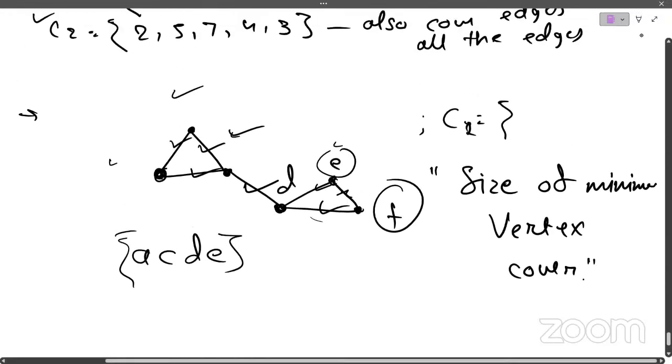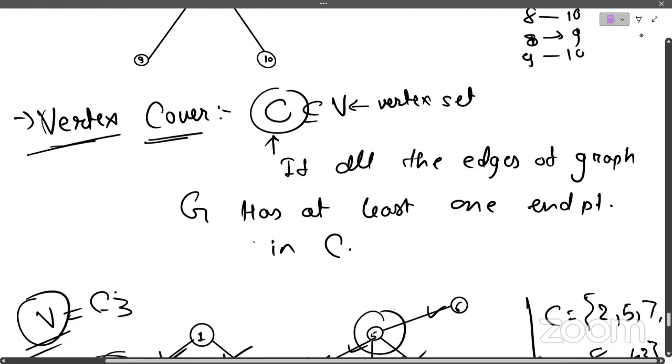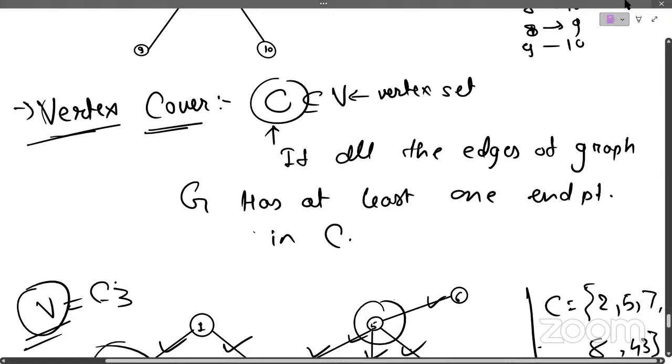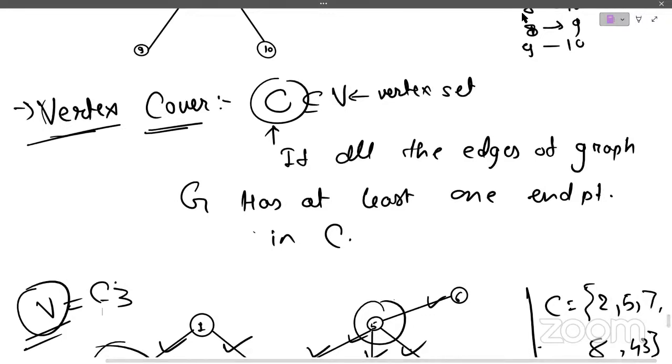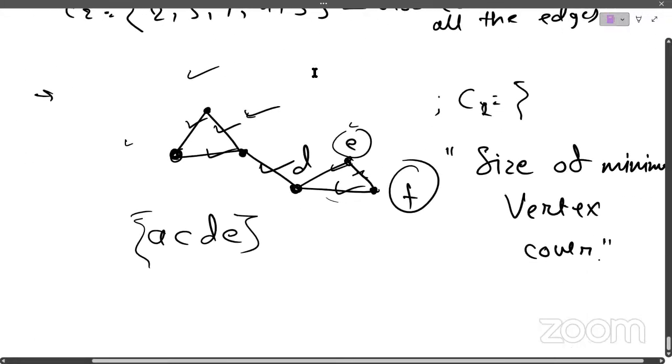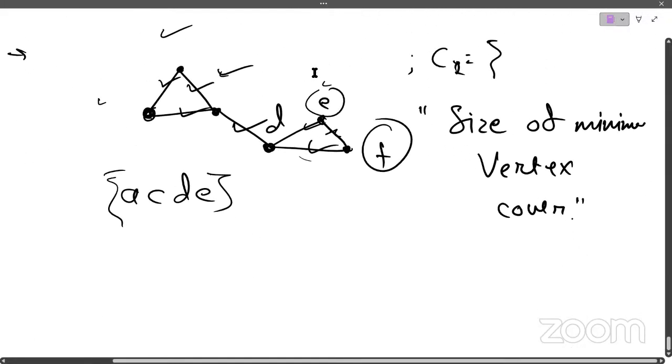Okay. So let's go to next one. Everyone is fine with vertex cover? Any doubt? No. Ma'am, in this case, minimum vertex cover is not different, right?